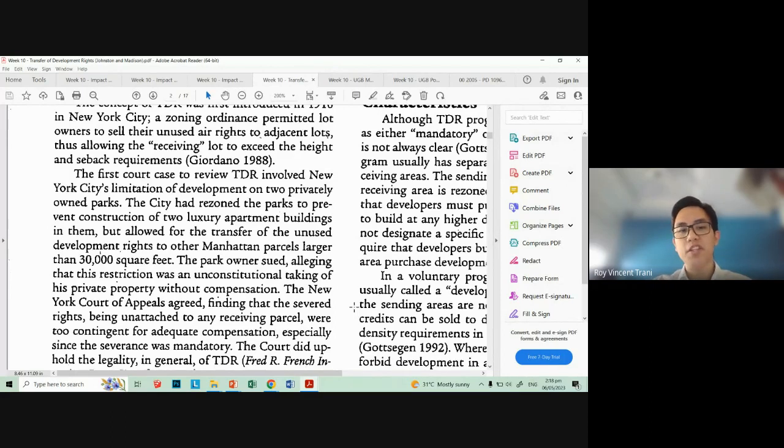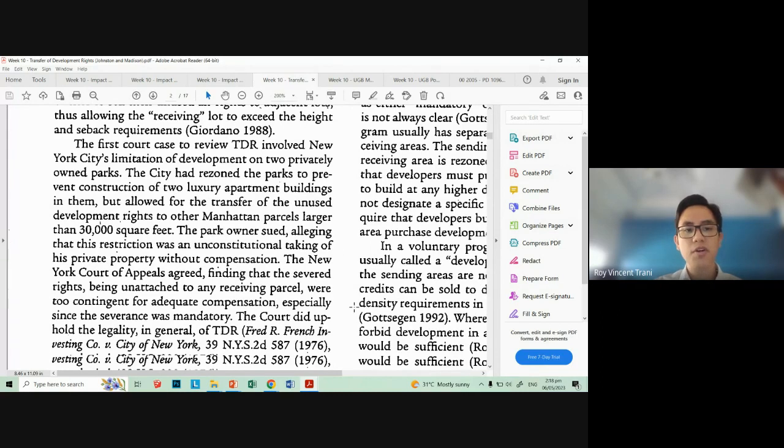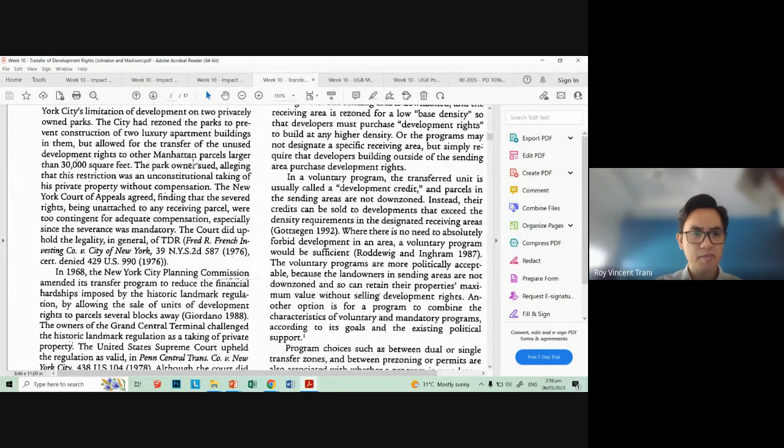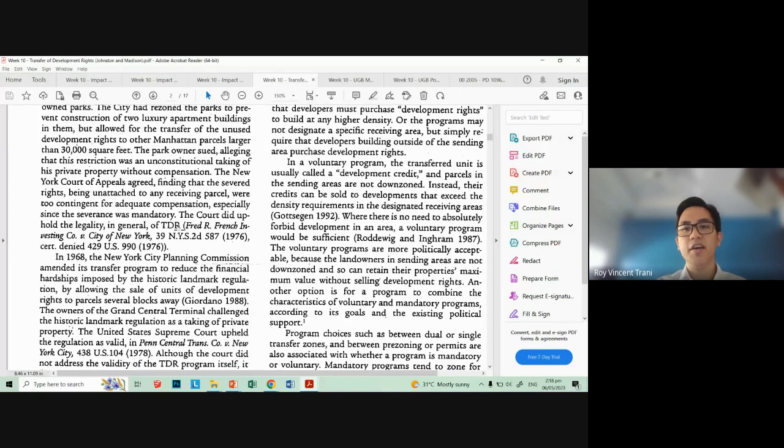So the park owner wanted to create a new building on his land, but the government or the public sector stepped in and said they can't build here because it's protected land. And then the park owner sued, saying he's not being compensated for the loss of the development. The New York Court of Appeals agreed, finding that the severed rights, being unattached to any receiving parcel, were too contingent for adequate compensation, especially since the severance was mandatory. So the court did uphold the legality in general, but basically the park owner won.